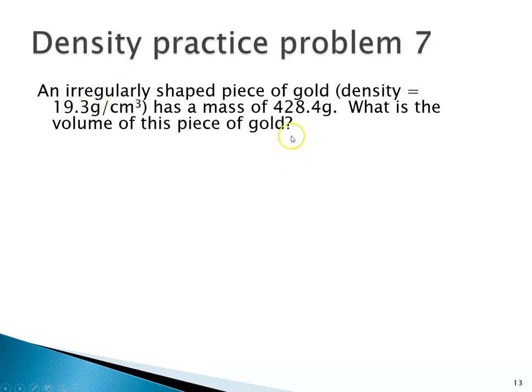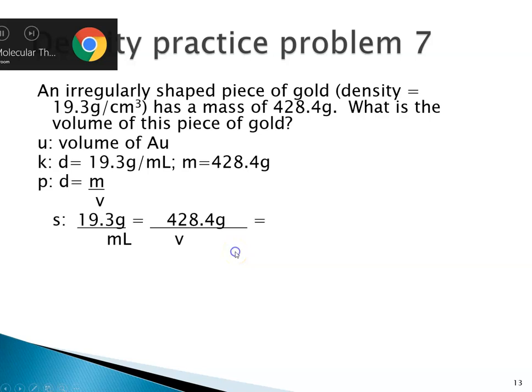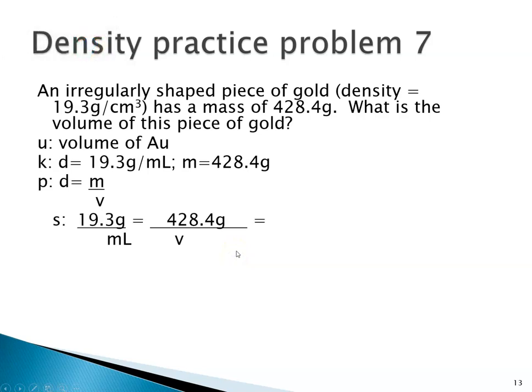So we have an irregularly shaped piece of gold with a density of 19.3 grams per centimeter cubed. It has a mass of 428.4 grams. It asks what is the volume of this piece of gold. So the unknown is volume, the knowns are the density and the mass. The plan: use the equation that relates all three of those things to each other, which is density equals mass over volume. And then we'll plug in all of the values, and again we put the milliliters in as something on the denominator.